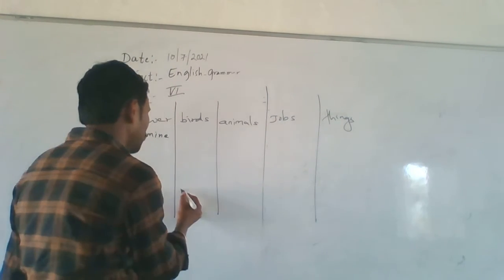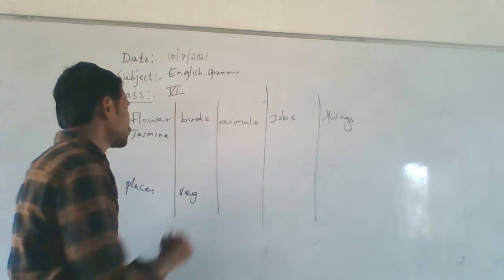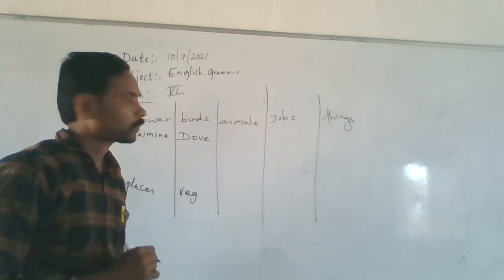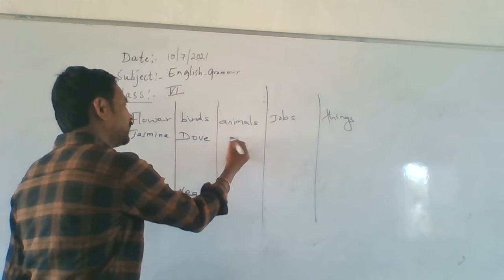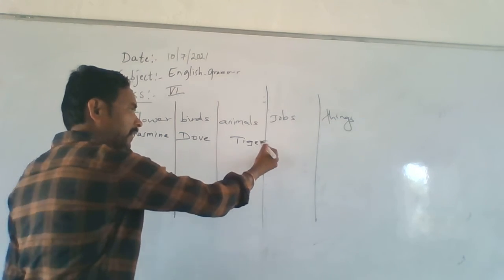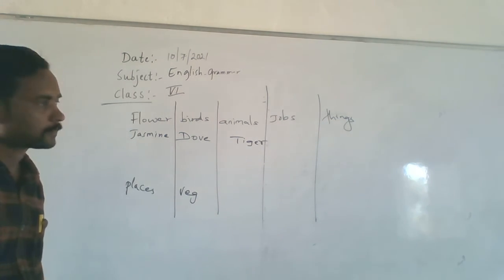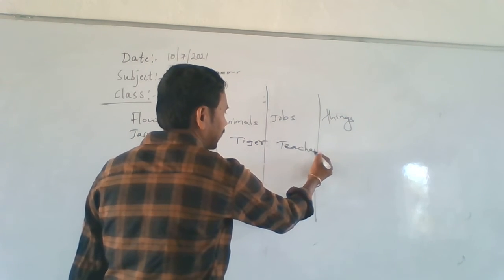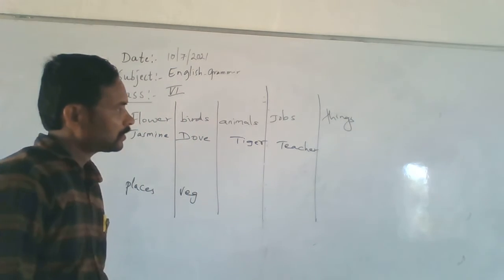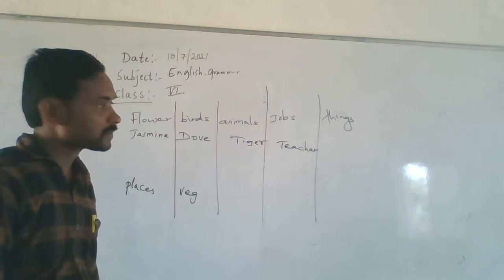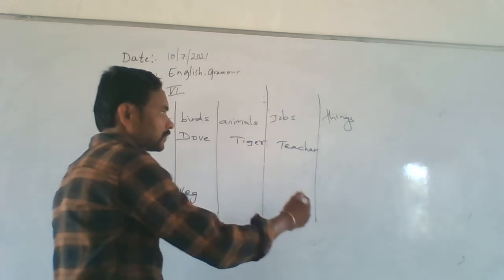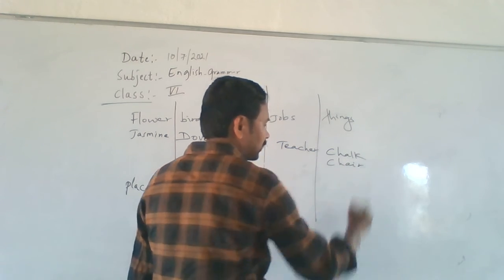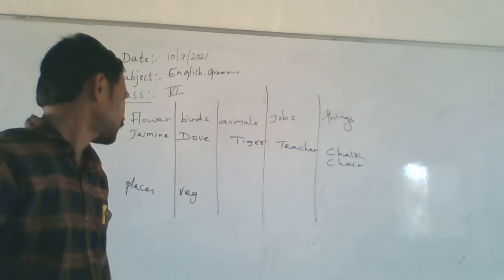Vegetables, birds. As a name for a bird, dove. Okay, animal. Any animal name you have to write. For example, tiger. Then job. Teacher is also one job, like driver, engineer, doctor. So many jobs are there. You have to practice some job names. Things: chalk, chair, duster. You have to practice things.